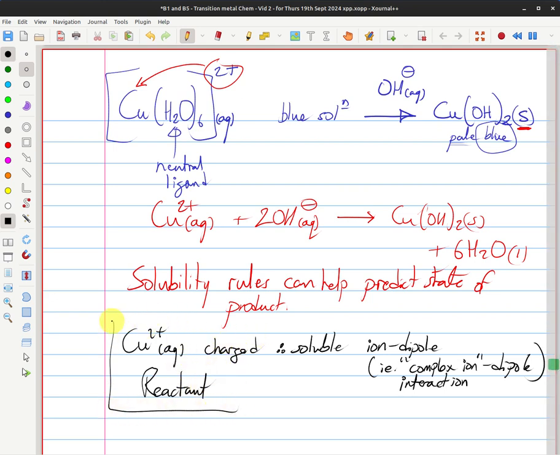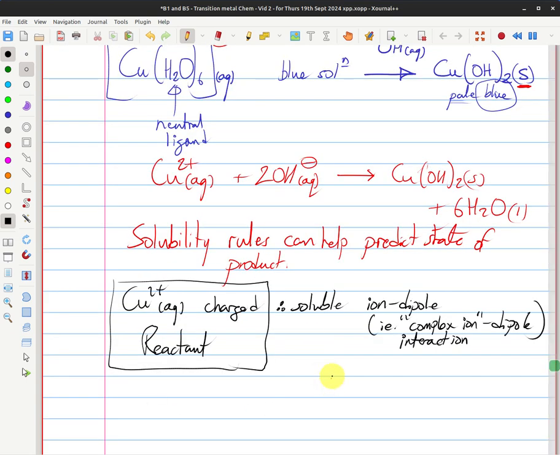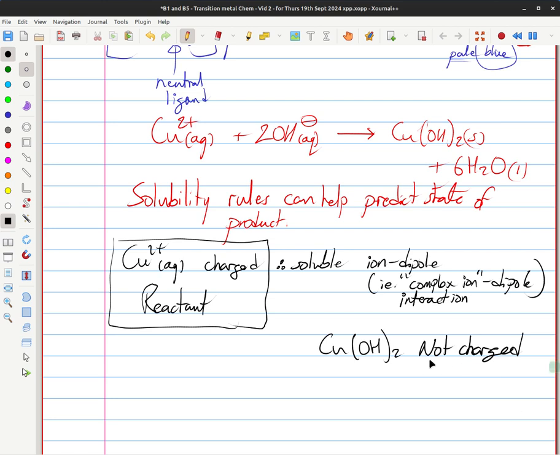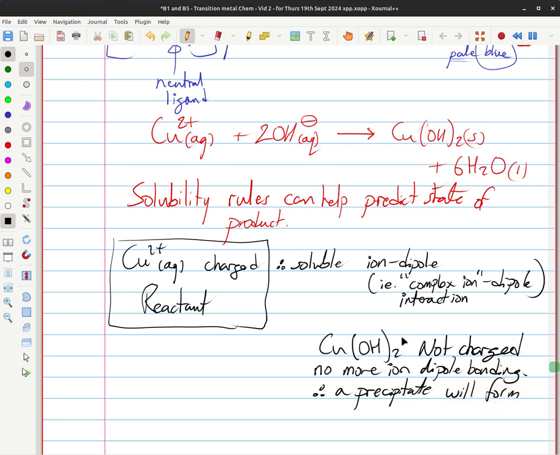Okay, so the initial reactant was charged. And the product, what was that? Cu(OH)2. That's not charged. And when you have a transition element complex which is not charged, then pretty much all the time it's not going to be soluble. It doesn't have that ion dipole interaction anymore. So there's no more ion dipole interaction, or bonding, or forces, IMFs, whatever you want to call it. So therefore it will precipitate out. A precipitate will form. So the solubility rules tell you that all hydroxides are insoluble with the minor exceptions of group 1.